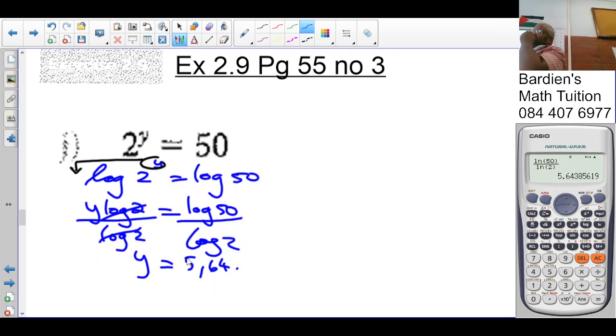Log and ln is the same. For us, for now, the same. ln is a natural log. Okay. But that we do in first year university, for those of you doing maths. You understand, people? For now, just use log, don't use ln. Yes. Any questions? So that basically brings us to the end of exponents. Okay.